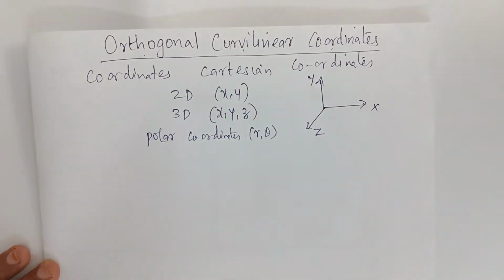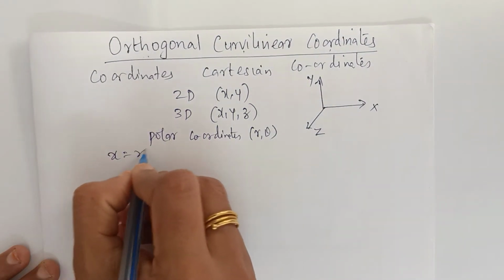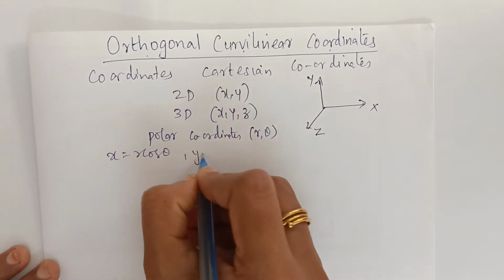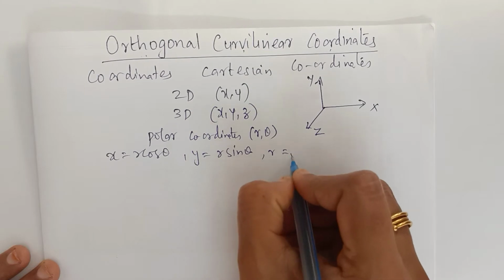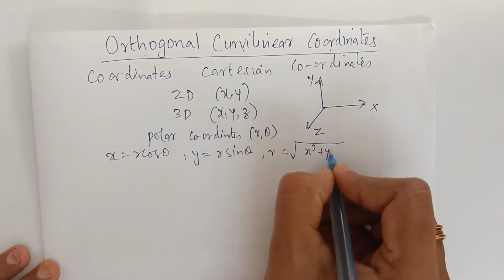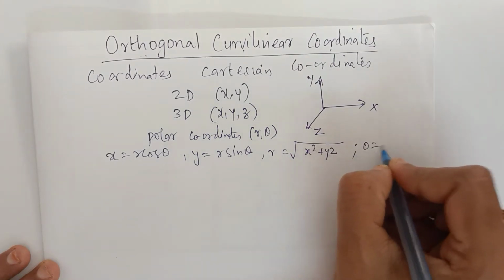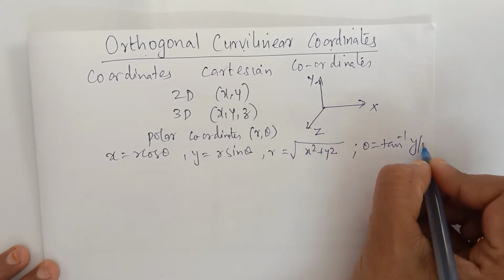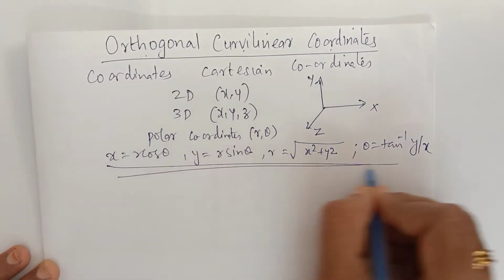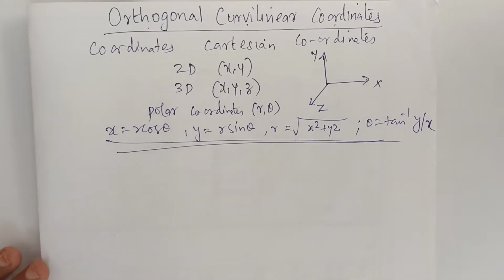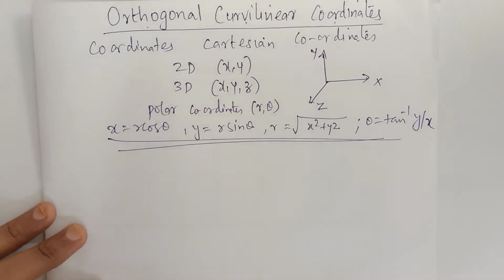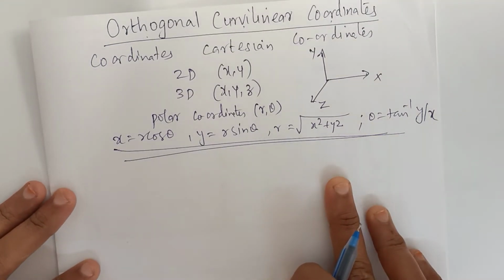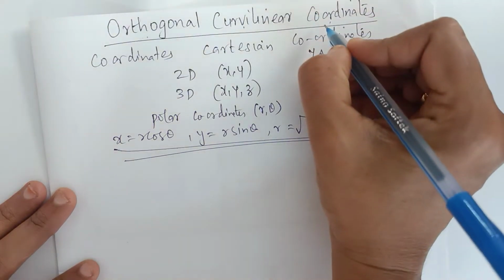r, theta, where we usually write x = r cos theta, y = r sin theta, and r is equal to root of x square plus y square, where theta is equal to tan inverse of y by x. These are all very familiar things which we dealt with in the earlier classes itself. So this is the basic idea we have about coordinates.